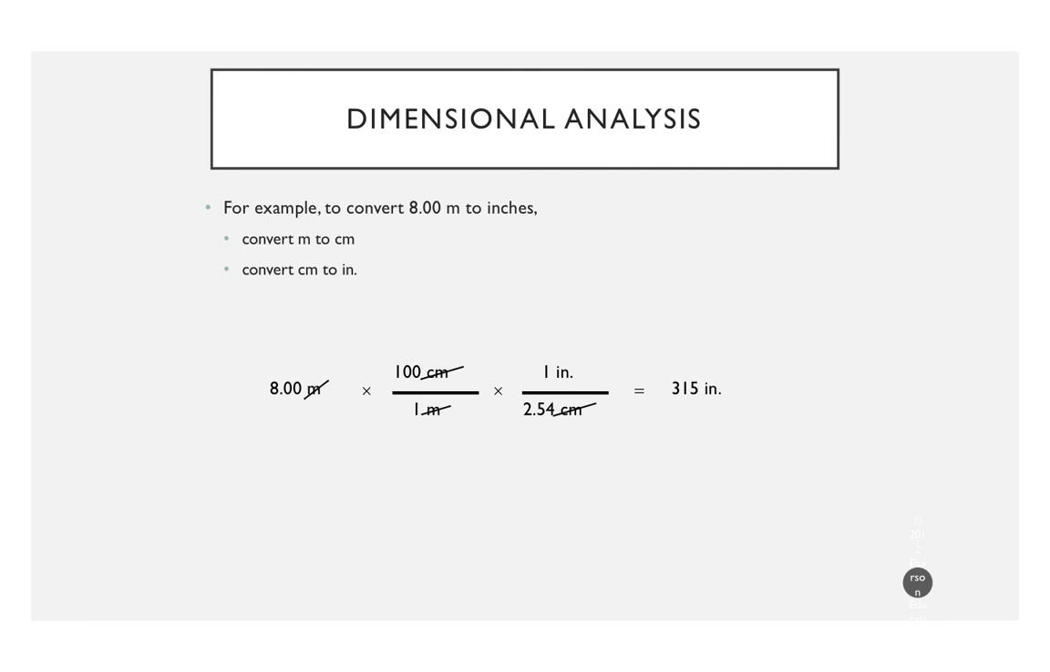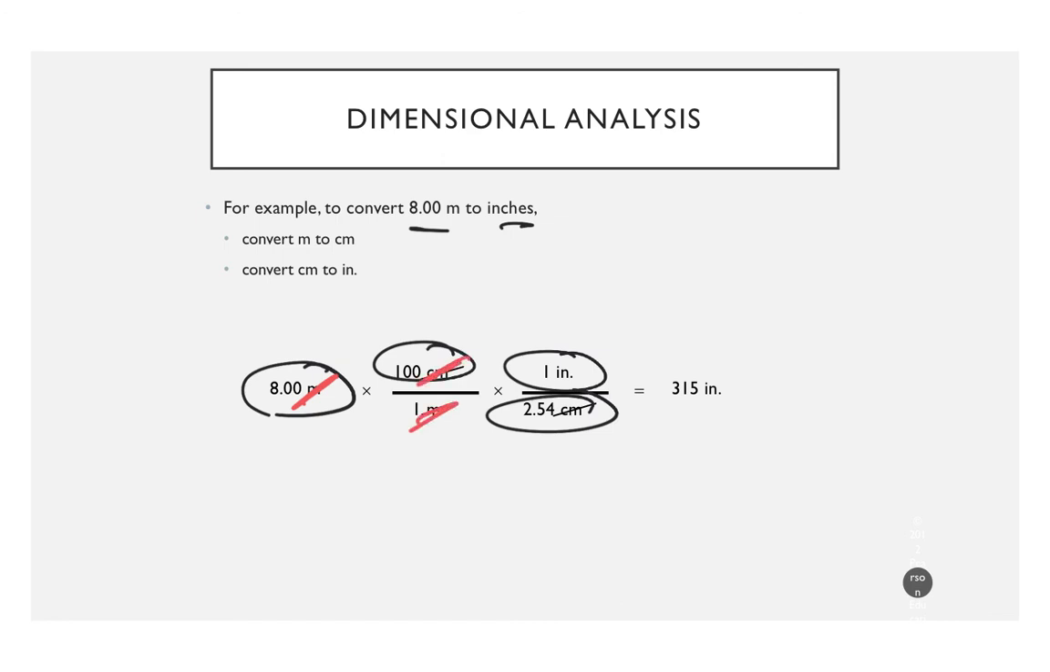So for example, if you wanted to convert 8 meters to inches, okay, we're going to change meters to centimeters and then centimeters to inches. In the process of doing that, we cancel the units of meters with meters, centimeters with centimeters, which leaves us with the unit of inches, which is what we wanted. All right, and then we do the math. Things on the top we multiply, things on the bottom we divide, and we end up with 315 inches. Okay, again, to 3 sig figs, because 8 meters had 3 sig figs.